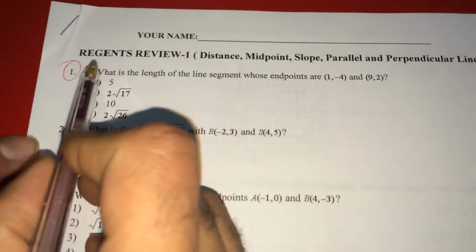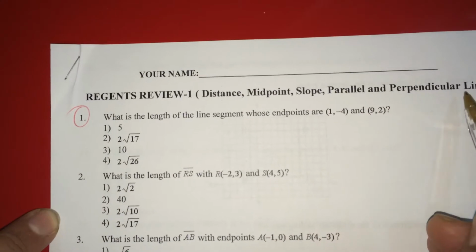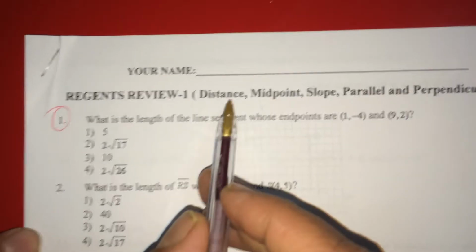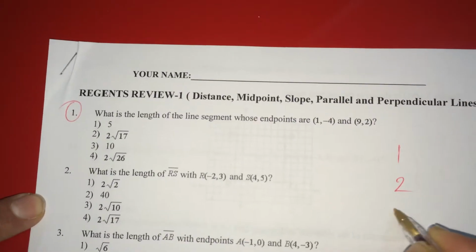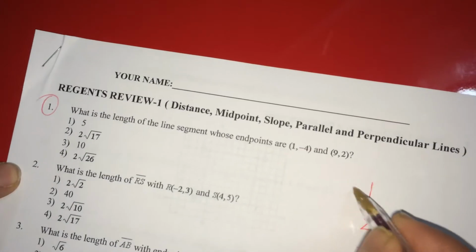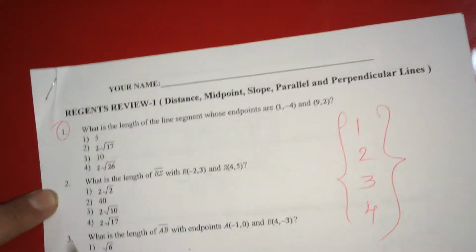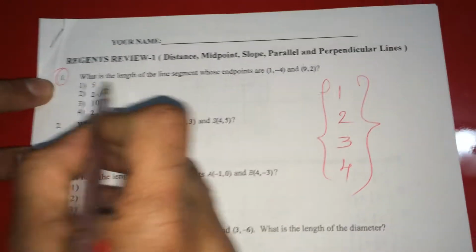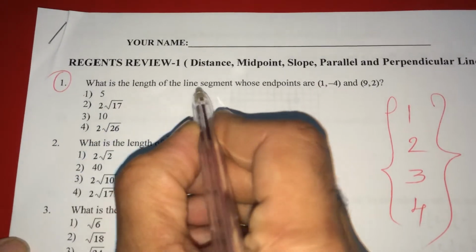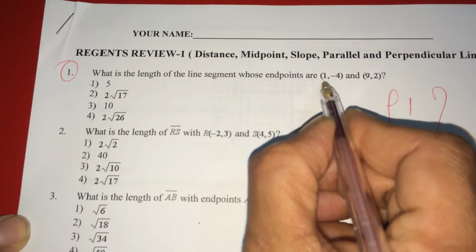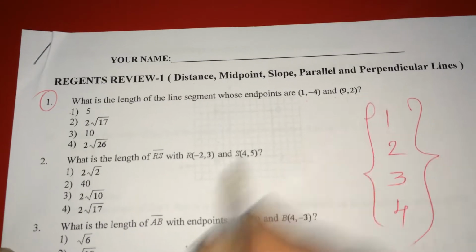Now, under this Regents review 1, I am going to cover the topics distance, midpoint, slope, parallel and perpendicular lines. So first, the first 4 problems, 1, 2, 3, 4, are all the same type. I am going to do the first one, and this is about the distance. What is the length of the line segment whose endpoints are (1, -4) and (9, 2) is given.